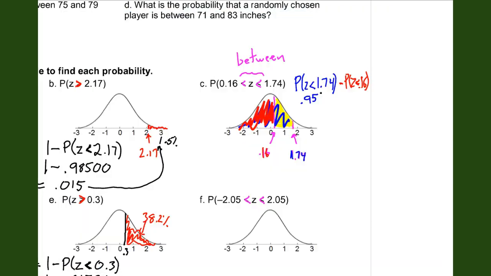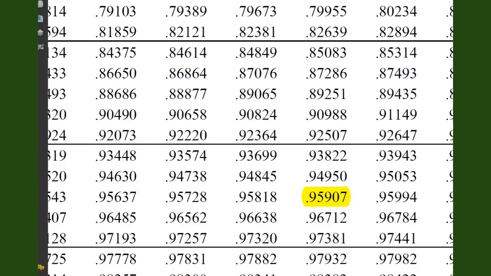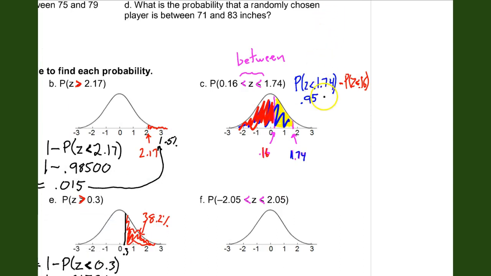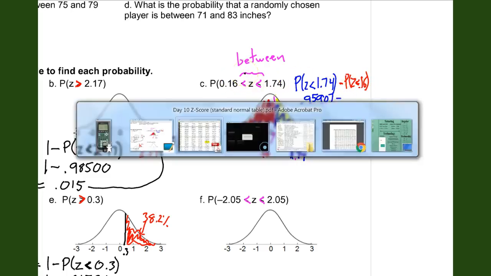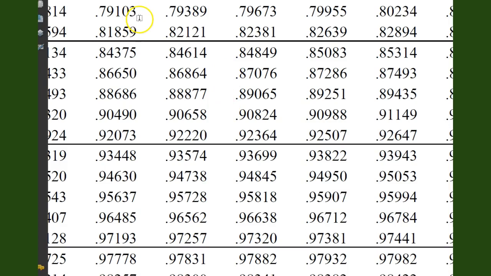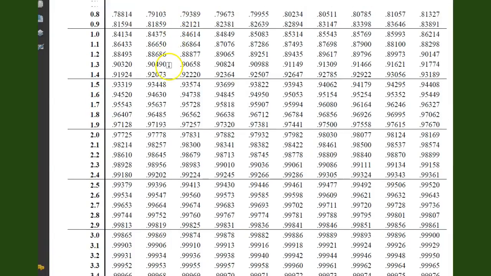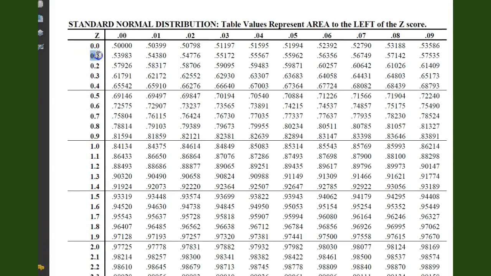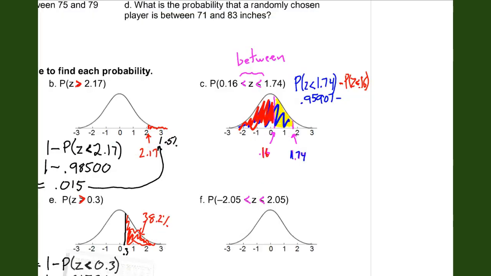I already forgot it. Let's see here. One more time. 0.95907. Okay. And then subtract the 0.16. So find the 0.16. Here's 0.1. Here's the 6. So we have 0.56356. And now I can just subtract those two.